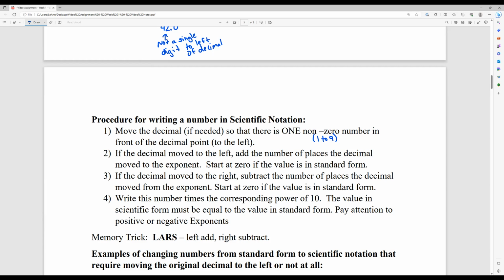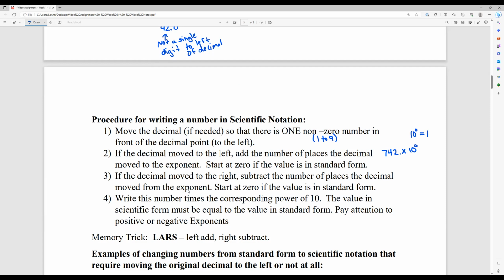If the decimal moves to the left, if we move it to the left to make that occur, we'll add the number of places the decimal moved to the exponent. Start at 0 if the value is in standard form. So what they mean by that is if you had 742, we think of that, if we put it in scientific form right now, even though it wouldn't be proper, we think about that as times 10 to the 0. 0 means no movement at all, and also 10 to the 0 is the same thing as 1. You can check that on your calculator. So this is kind of our starting point.